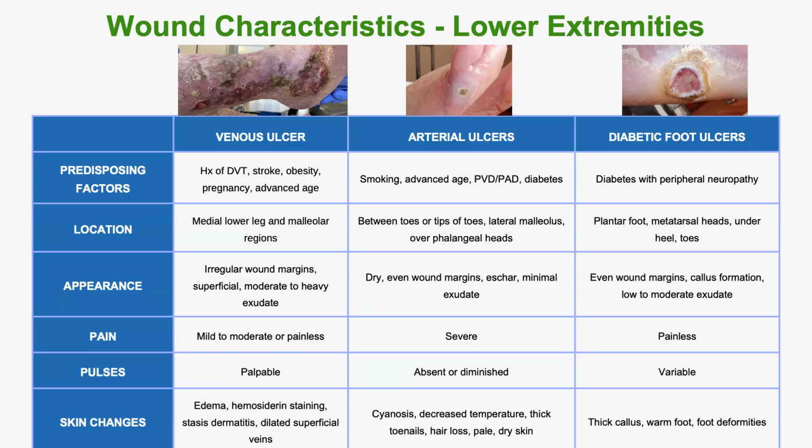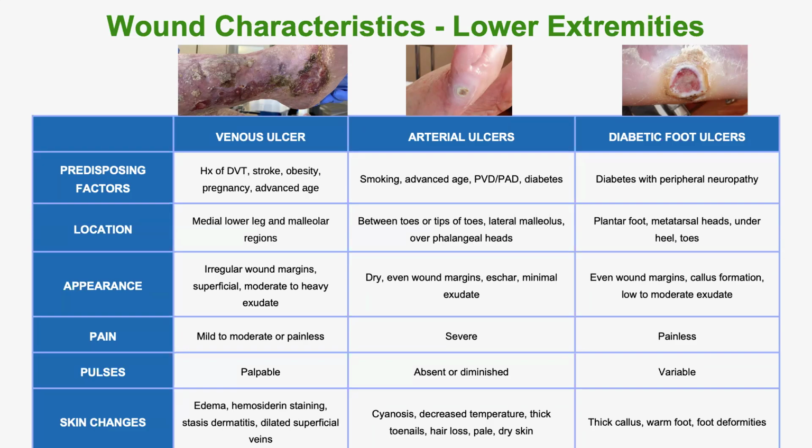They're usually very painful. Pulses are usually absent or diminished, and the skin changes that you'll notice in these types of ulcers: you're going to notice cyanosis. There's going to be decreased temperature, or cool skin. You're going to notice thick toenails, as I mentioned. So those trophic changes, hair loss, and pale and dry skin.